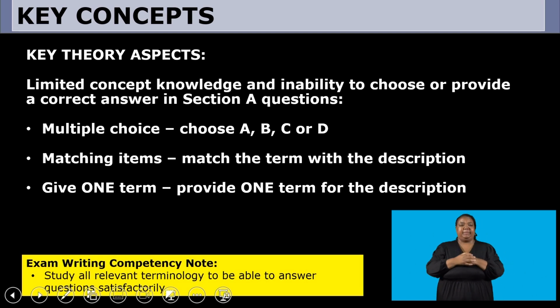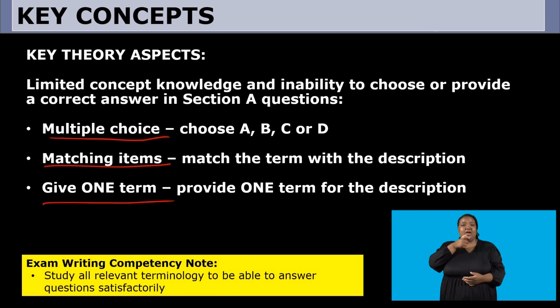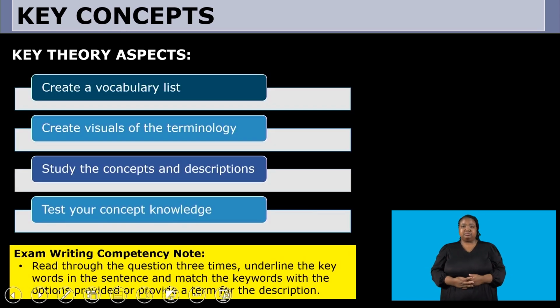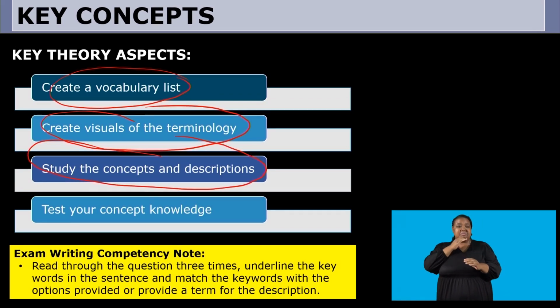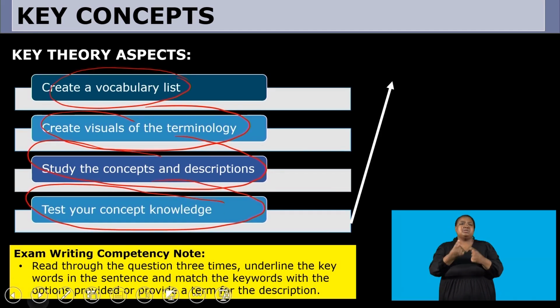To deal with the key theory aspects, in other words, the key concepts, we are assessed in Section A through multiple choice questions, matching item questions, as well as give-one-term questions. So, what do you need to do? Create your vocabulary list, create visuals of the terminology, study those concepts and descriptions, and lastly, you need to test your concept knowledge.